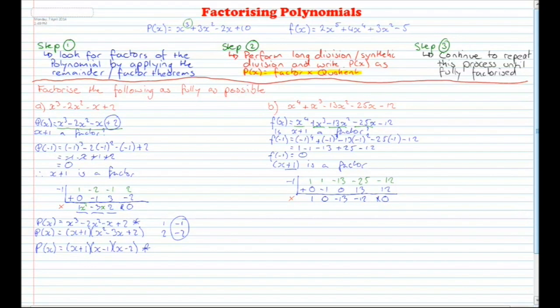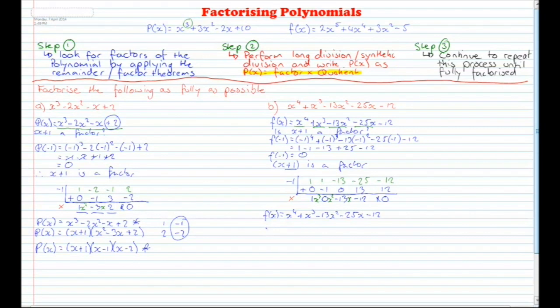Therefore, what I do is write out my x's. So that's there as my constant. I have my x here, my x squared here, and my x to the power of 3 here. So f of x was equal to x to the power of 4 plus x cubed minus 13x squared minus 25x minus 12.